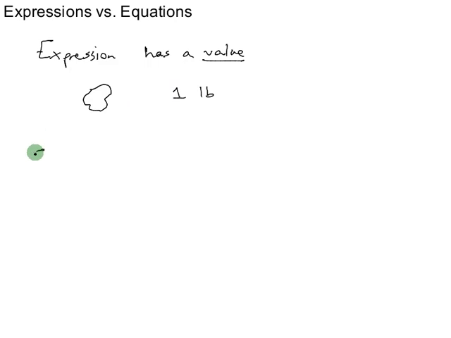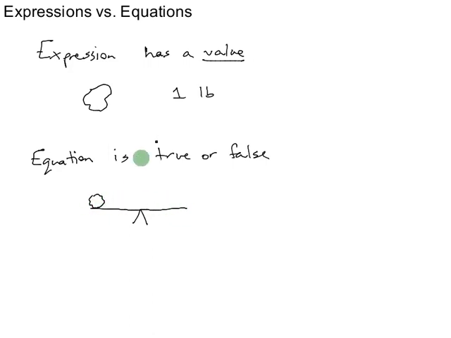Now an equation doesn't have a value like 1 pound. An equation is true or false. So an equation is more like sort of a teeter-totter. And on each side, it's a balance. You've got your rock here, and then you've got another rock over here, and they have the same value.